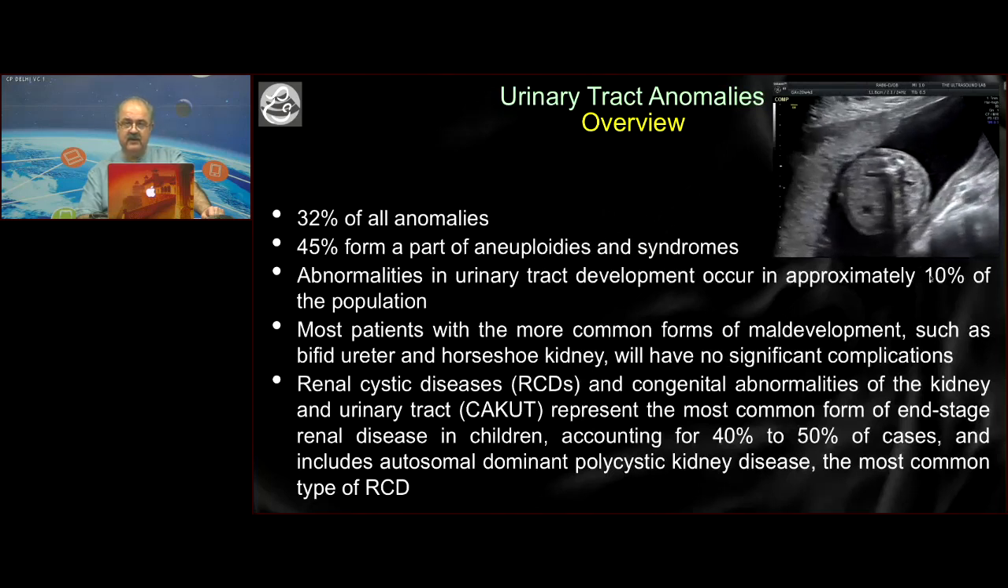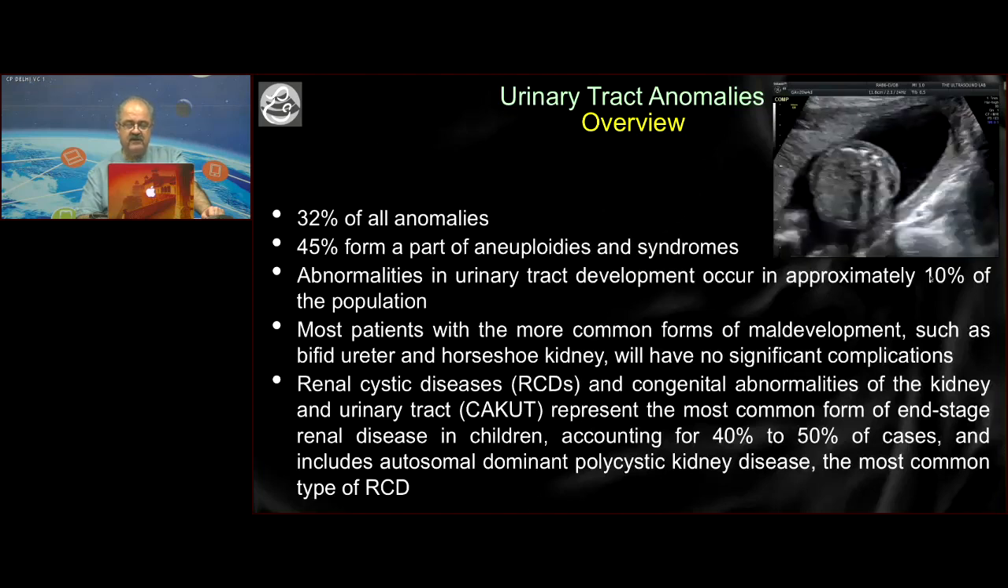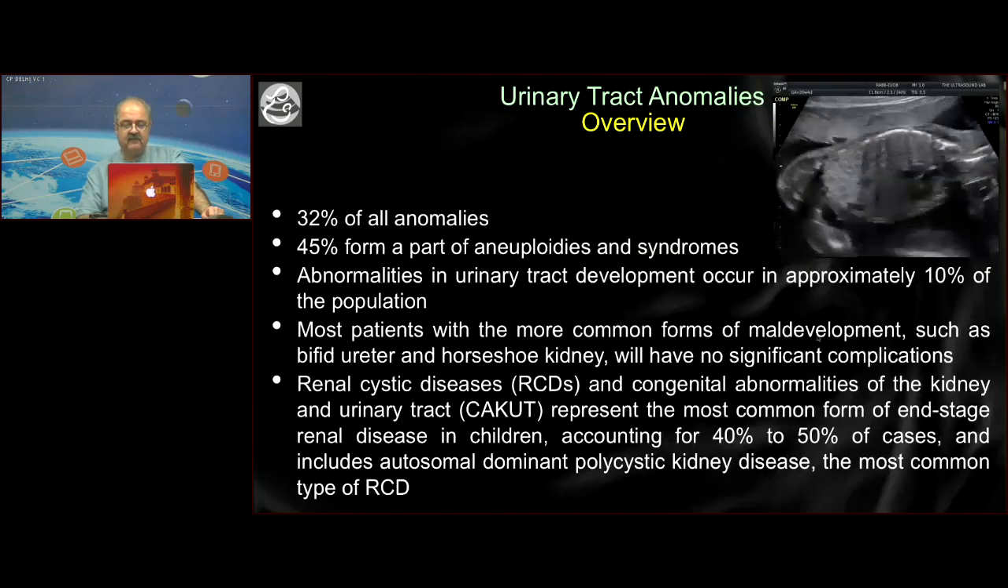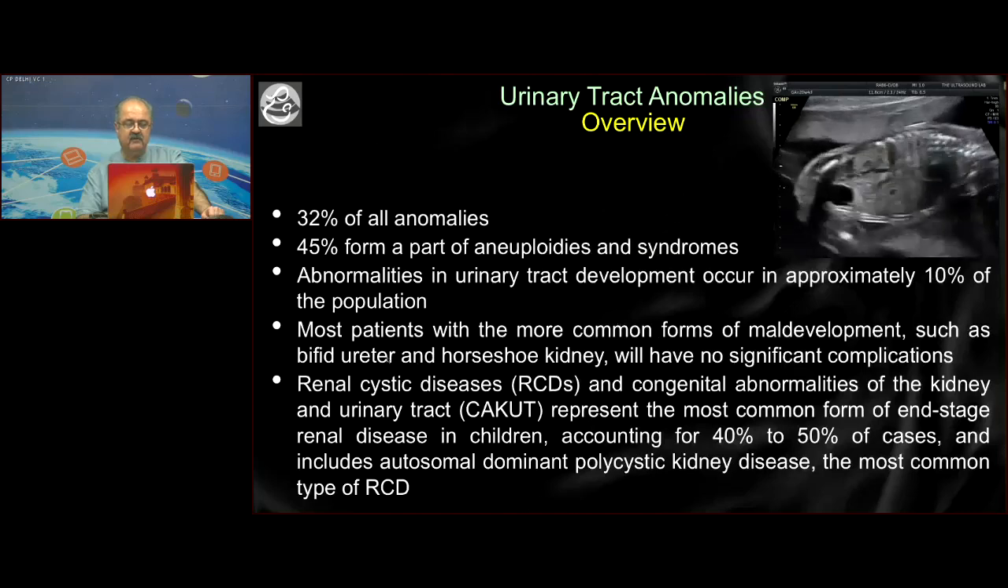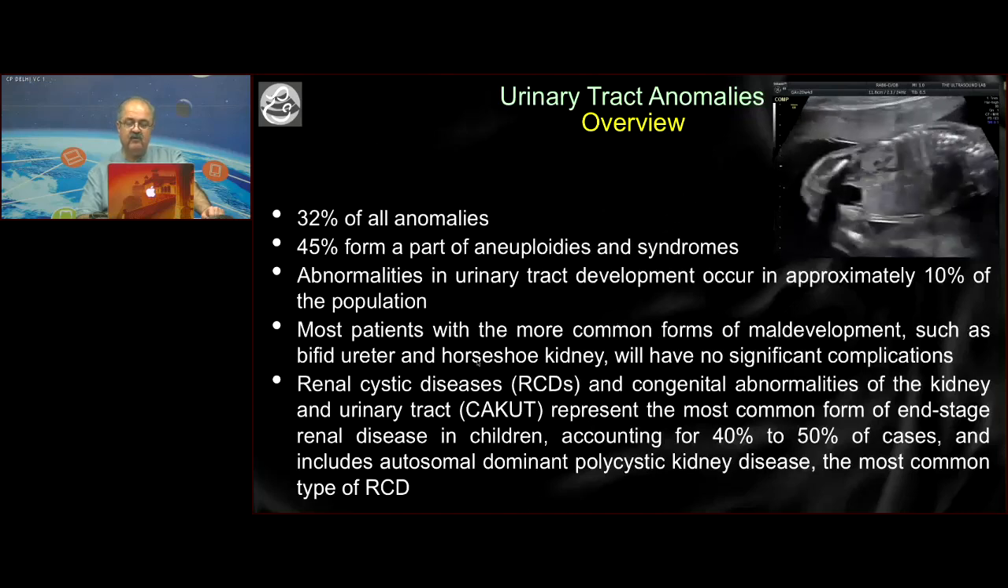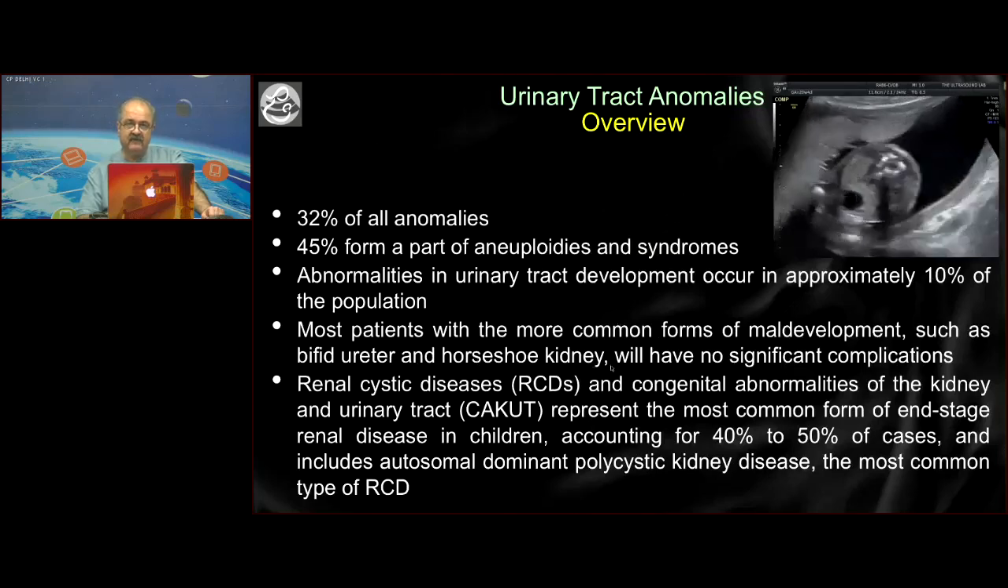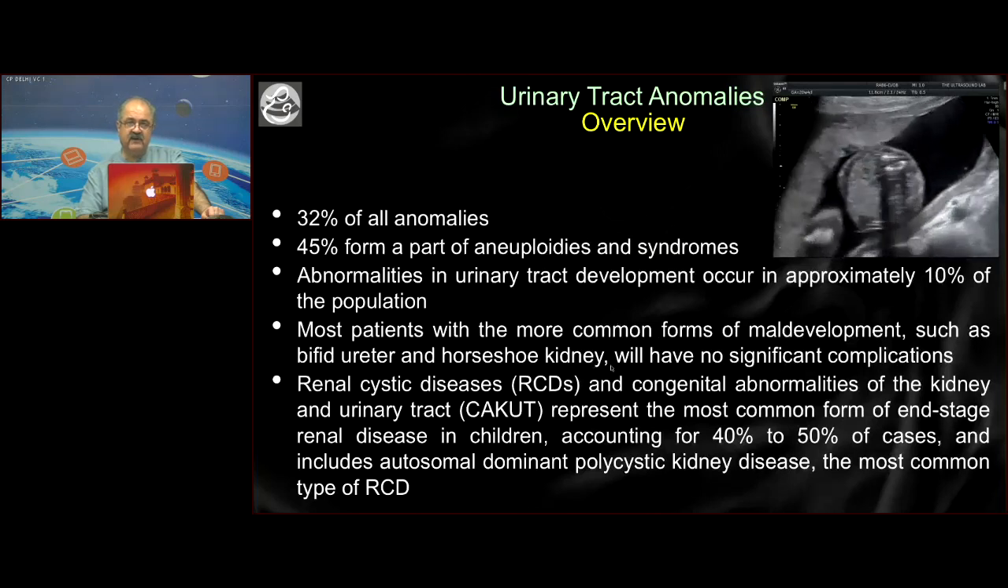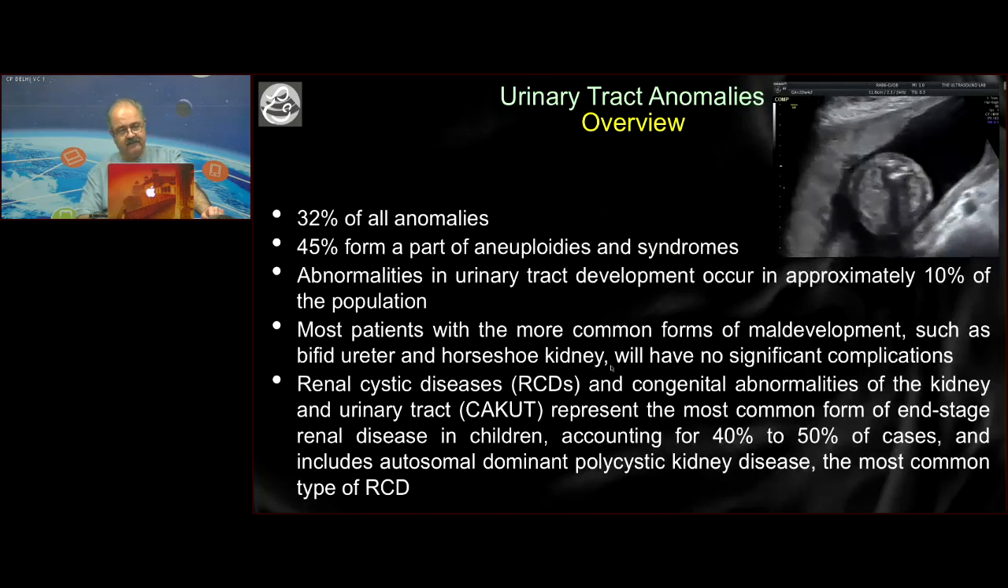But that does not mean that they will have a clinical significance. Most patients with the more common forms of maldevelopment, such as a bifid ureter or a horseshoe kidney, will have no significant complications throughout their life, and most of these will be chance findings for some other clinical problem.